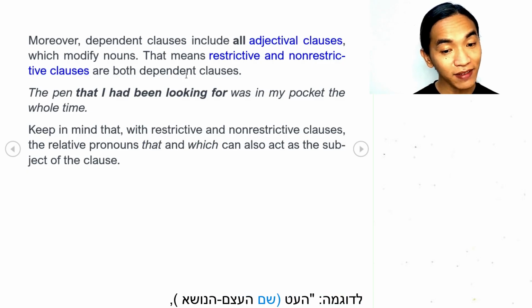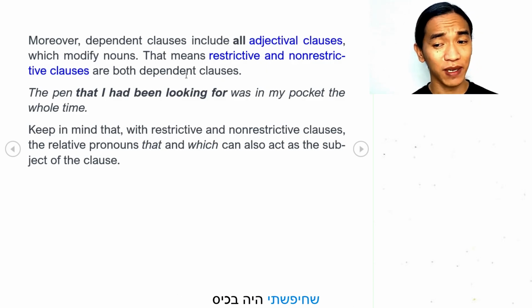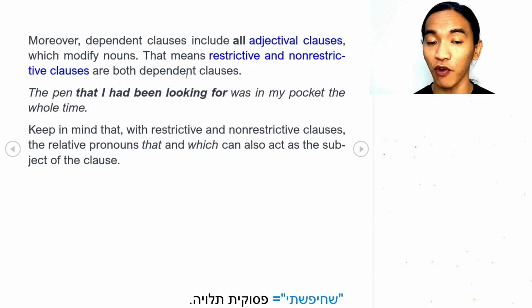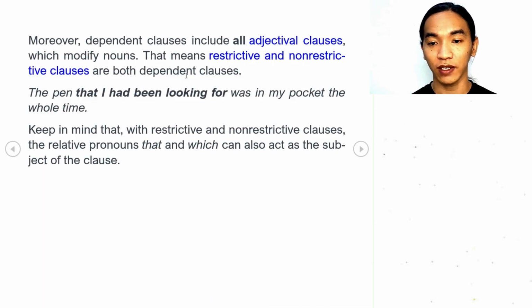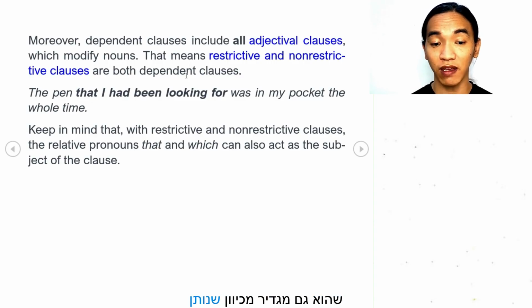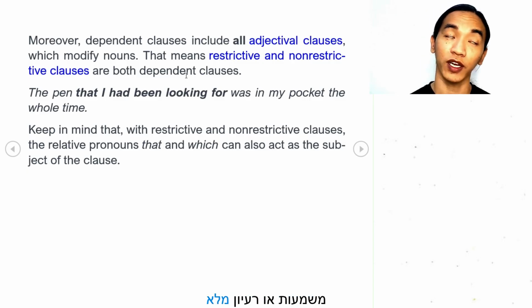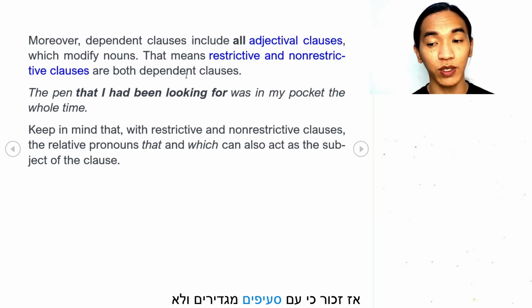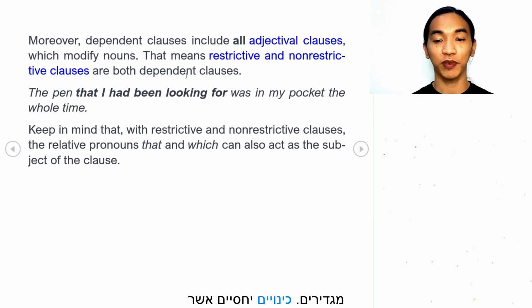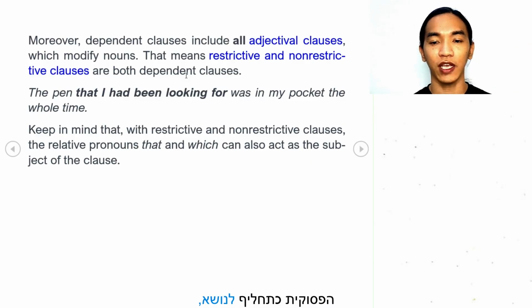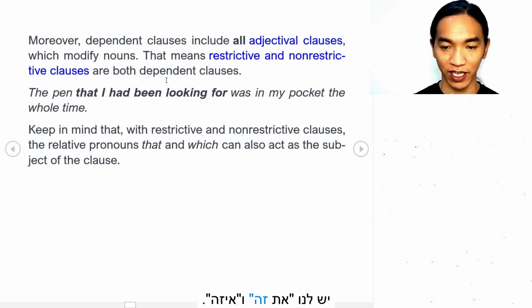Example: the pen, your noun, your subject, that I had been looking for was in my pocket the whole time. That I had been looking for is your dependent clause, which is also a restrictive clause, because it gives complete meaning or idea to your noun, or it modifies your noun. So keep in mind that with restrictive and non-restrictive clauses, the relative pronouns that and which can also act as a subject of the clause, or in replacement of your subject. We have that and which.